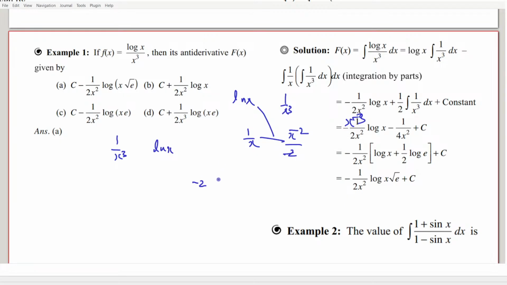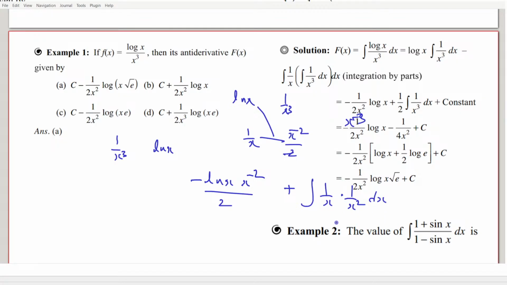Yes, sir. Minus ln x into x power minus 2 by minus 2, and this minus and this will become plus integral of 1 by x into 1 by x square dx, right? This is nothing but 1 by x cube. This integral you can easily do, right?